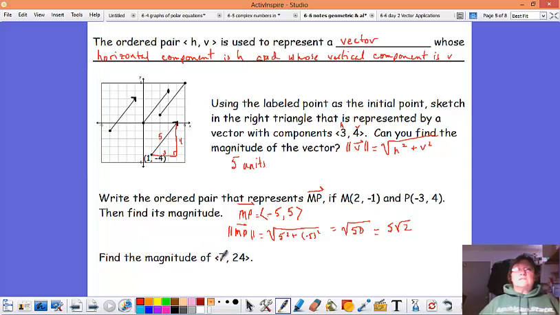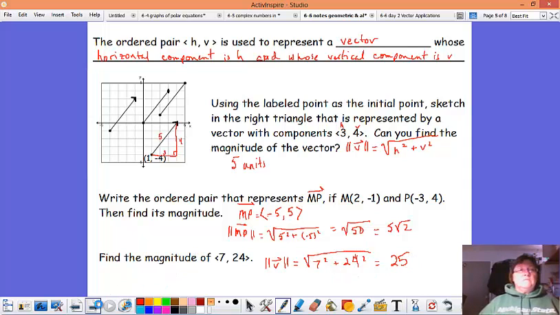We're asked next just to find the magnitude of this vector, and I would submit to you folks that that is also a Pythagorean triple. Some of you might recall it, but if you don't, we're going to square the horizontal component, square the vertical component, add and then take the square root, and you should get 25 there. It's a 7, 24, 25 triangle.